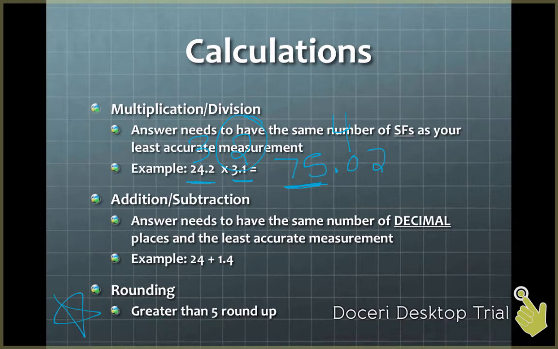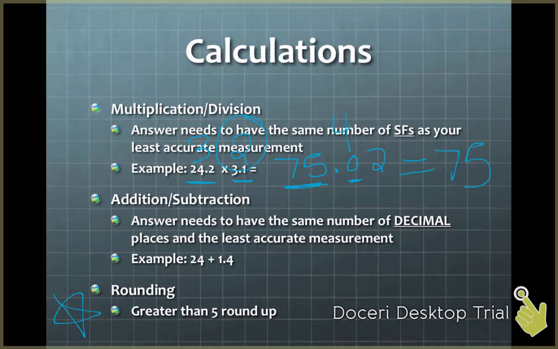Rounding: if it's bigger than 5, we round up. If it's less than 5, we round down. So we have to look at the 0. 0 is less than 5, so this would get rounded to 75. So we would record our answer as 75 because our least accurate number only has 2 significant figures.